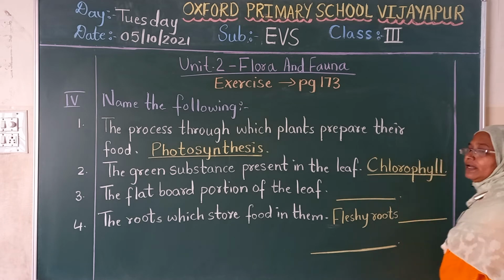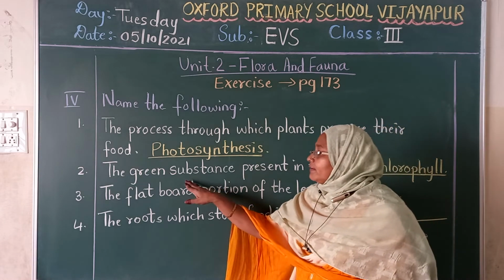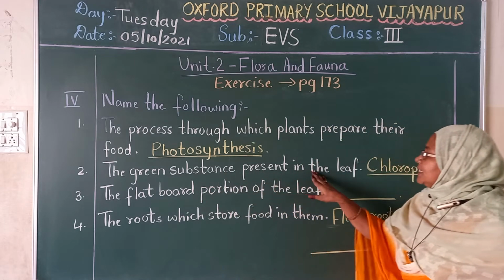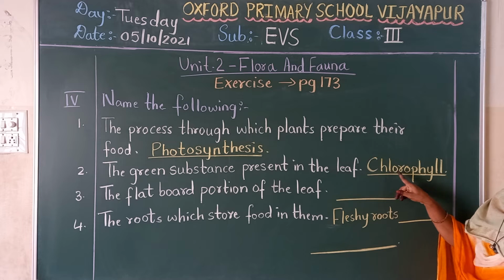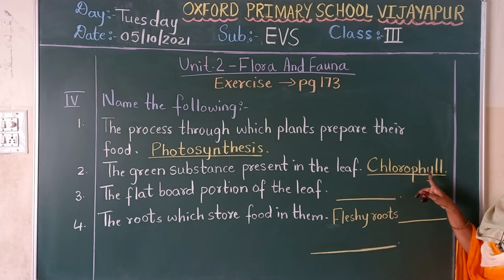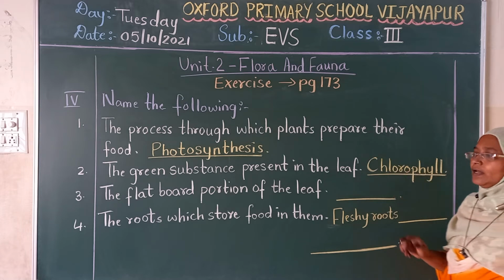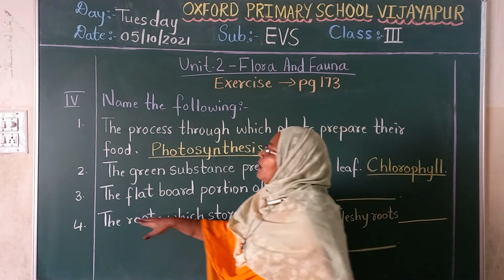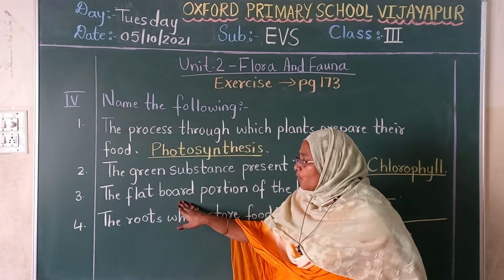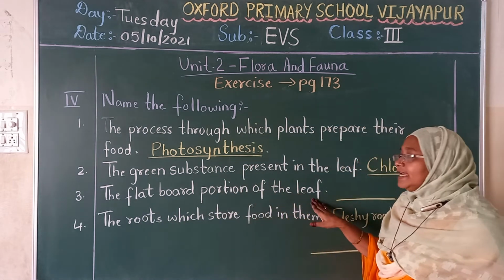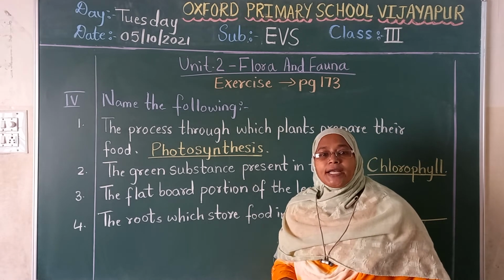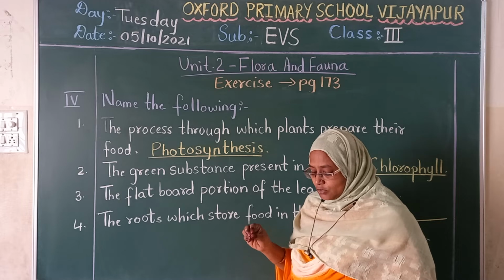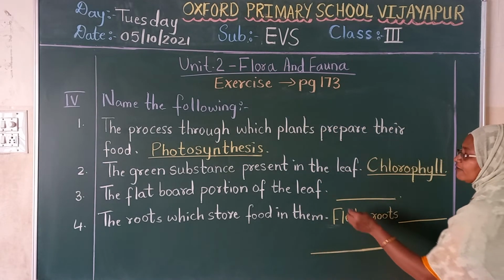C-H-L-O-R-O-P-H-Y-L-L, chlorophyll. So what is the answer? The green substance present in the leaf. Chlorophyll. Come to the next one. The flat broad portion of the leaf. So the flat broad portion of the leaf, we call it leaf blade. So what is the answer? Leaf blade.